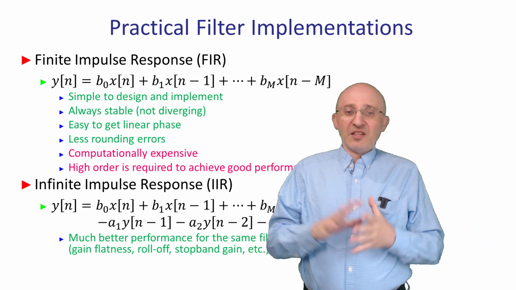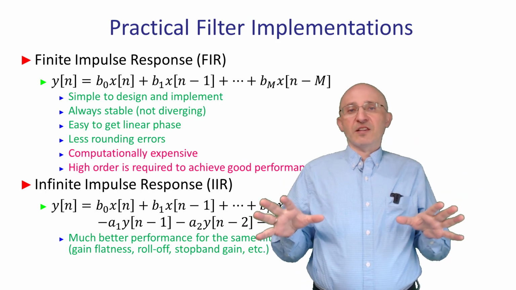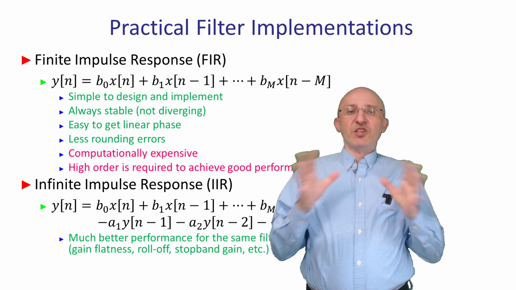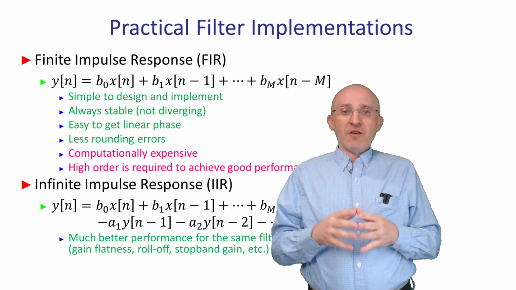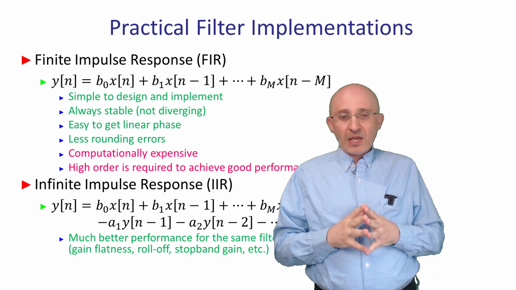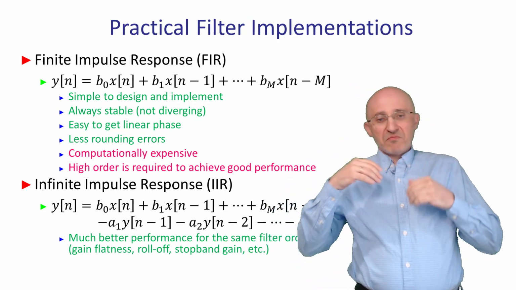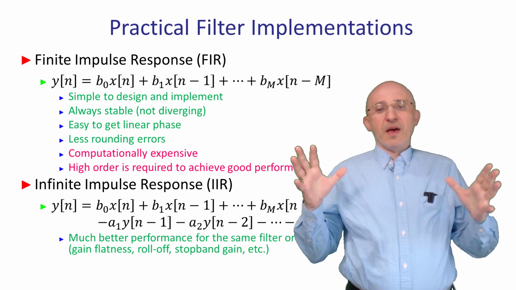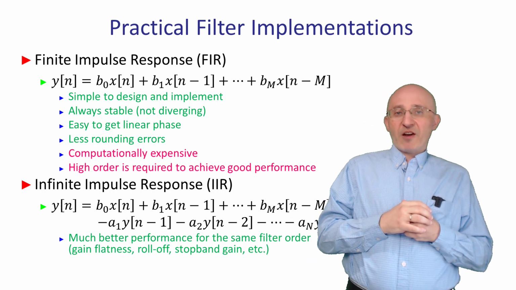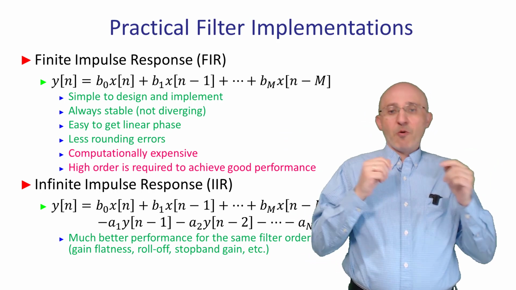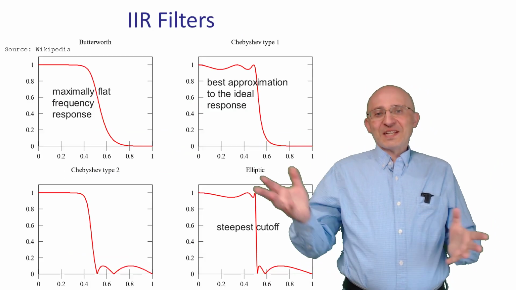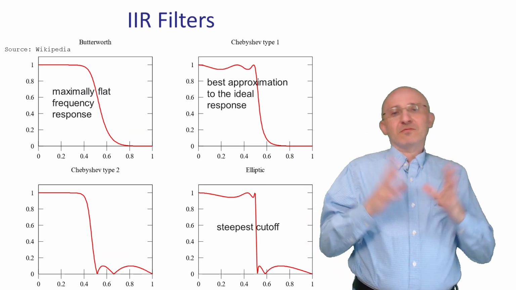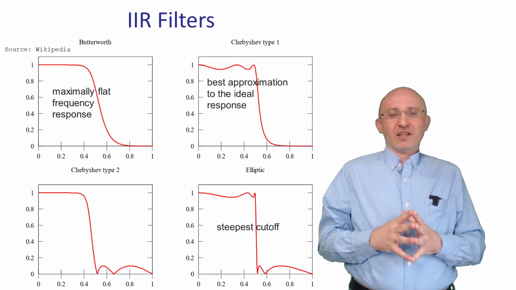On the other hand, infinite impulse response filters, which are IIR filters, are much better in terms of performance for the same order of the system. You can get gain flatness, you can get good roll-off, you can get stop band gain better than FIR filter, and so on with lower order.